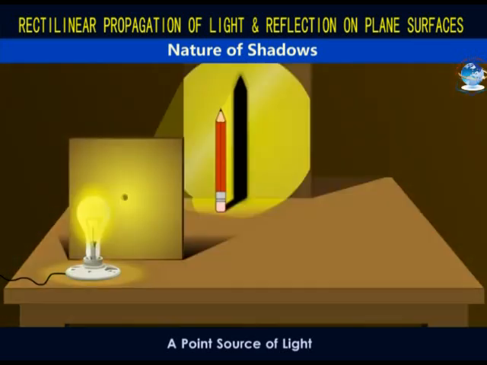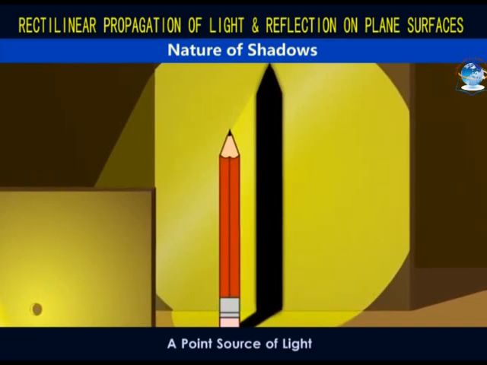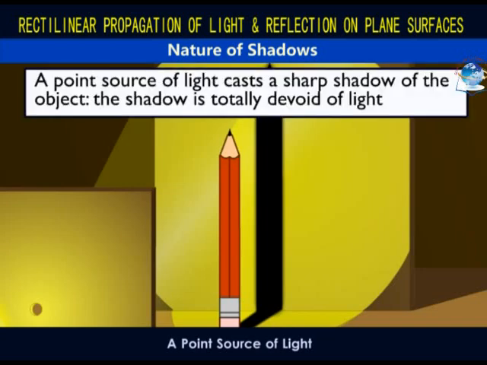When the bulb is lit, a diverging beam comes out of the pinhole and a sharp shadow of the pencil is cast on the screen behind it. If you look at the shadow closely, you will see it has well-defined edges and is uniformly dark. In summary, a point source of light casts the sharp shadow of the opaque object on the screen behind it. The shadow is completely devoid of light.